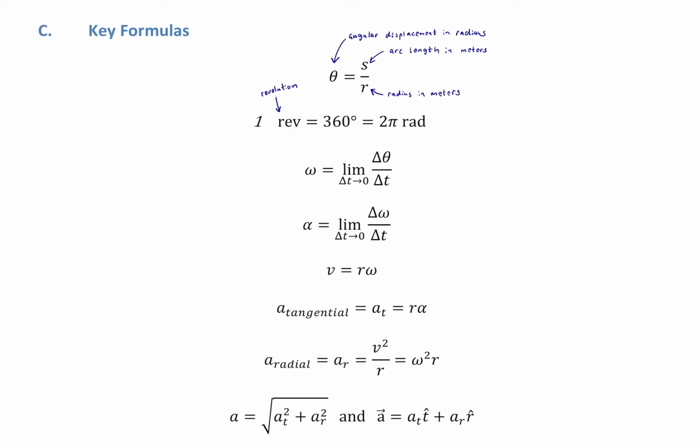Next thing here, we have the definition of a revolution. Shortened here is rev. I do that a lot. So one revolution is of course 360 degrees, or 2 pi radians, which is a good reality check of how to convert back and forth between radians and degrees. Rad is short for radians.